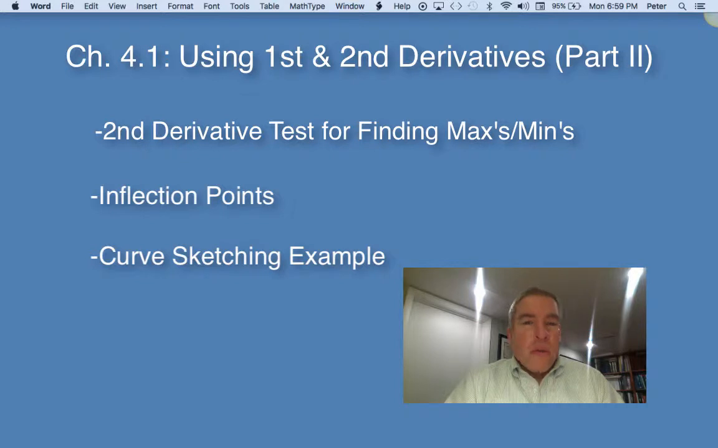So we'll use the first derivative to find maxes and mins and increasing and decreasing intervals, and we'll use the second derivative to find changes in concavity or inflection points and intervals where it's concave up and concave down. So please take careful notes, pause often, and work along.